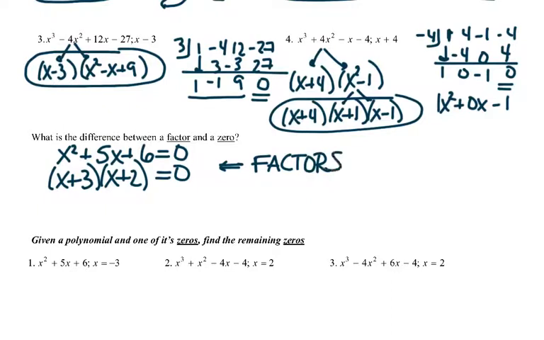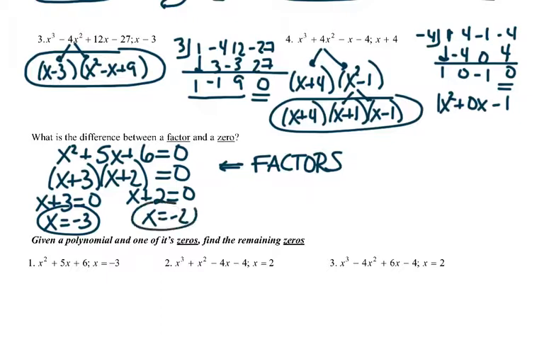How do I find the zeros? Well, the zeros are those solutions, those x-intercepts where the graph crosses the x-axis, and I do that by solving my mini equation, and then I get the zeros. So there's a subtle difference between factors and zeros.